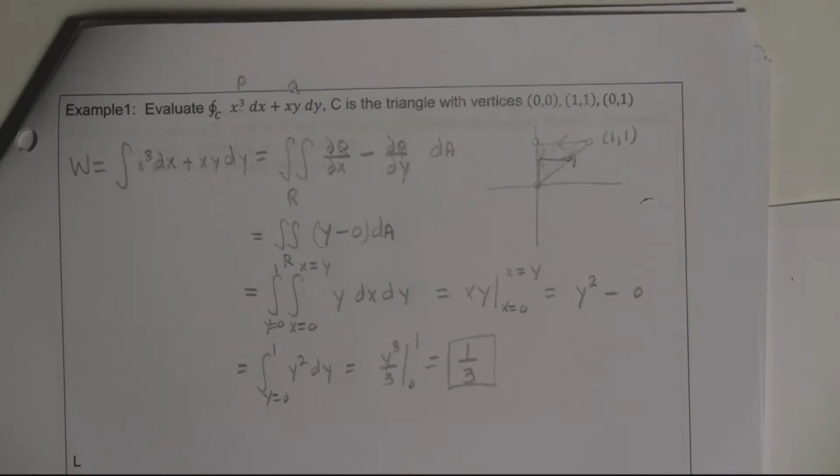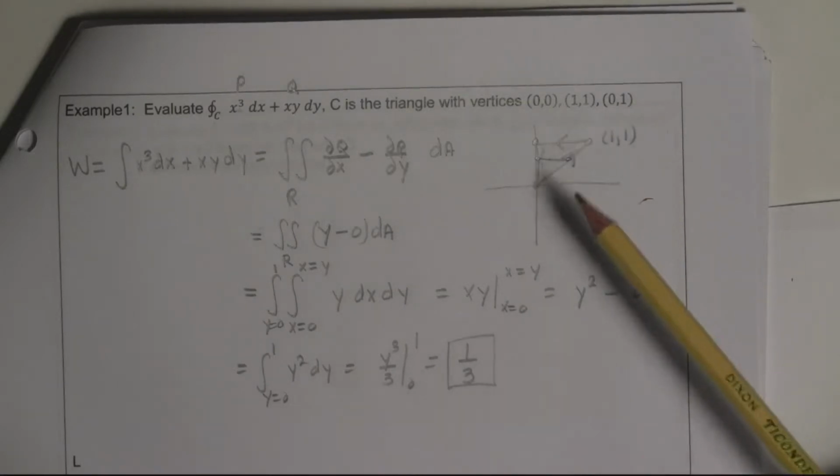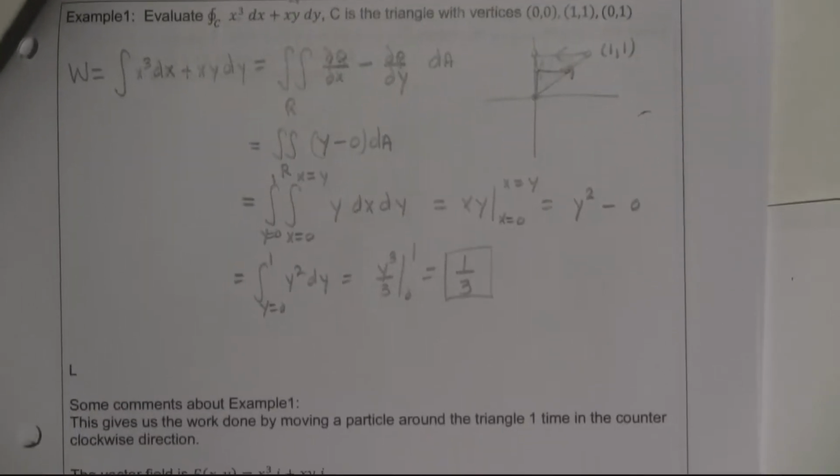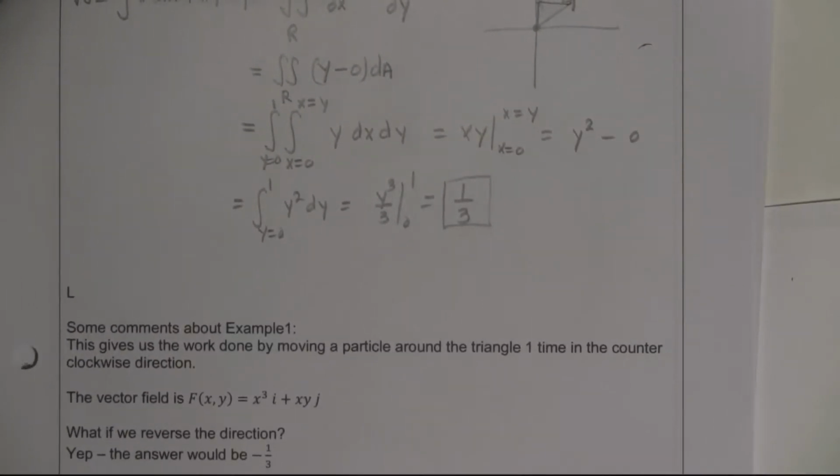So anyway, that's Green's theorem. Green's theorem says that if you're trying to find a certain kind of work, you can make it into a double integral. We knew how to solve those. So some comments about example 1. This gives us the work done by moving a particle around the triangle one time in the counterclockwise direction.